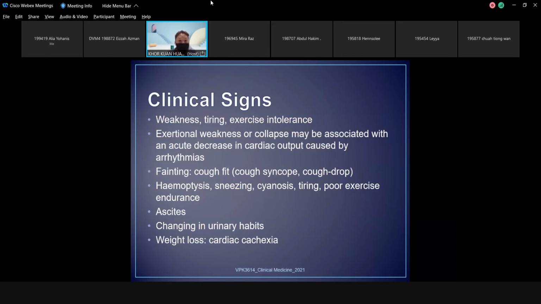Okay, so there are some other clinical signs that I don't have a definition for, because they don't require a definition. You will understand what weakness and tiring mean. What is exercise intolerance? They get tired easily, so they don't want to exercise.